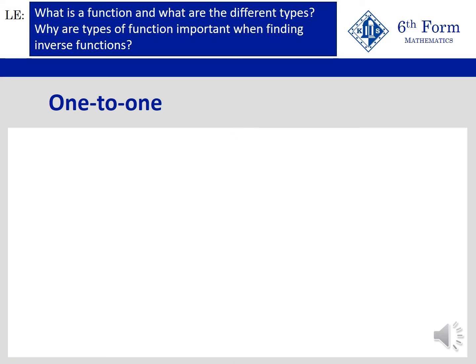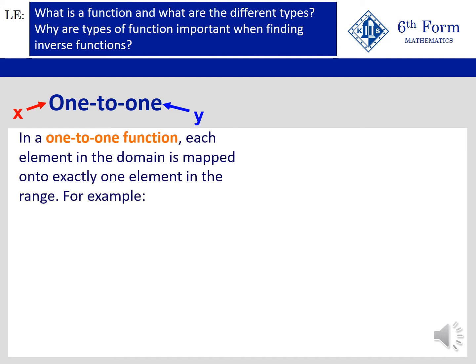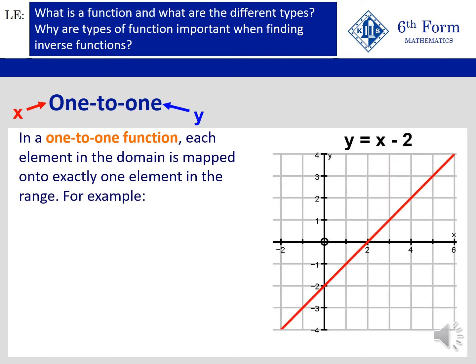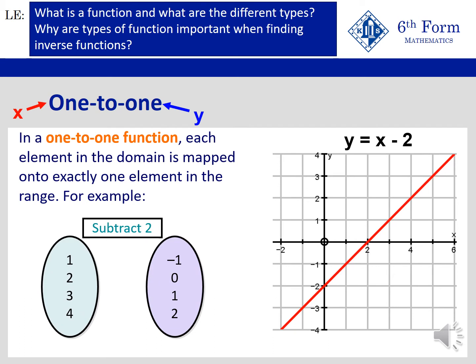So the first type of function we're going to consider is a one-to-one function. They are referring to the x values and y values. So a one-to-one function has one x value to every one y value. An example of this could just be a simple straight line, y equals x minus 2. Every x value has a separate unique y value. We could also represent this as a mapping, instead of graphically, where we're subtracting 2. So the values on the left would map onto the values on the right.